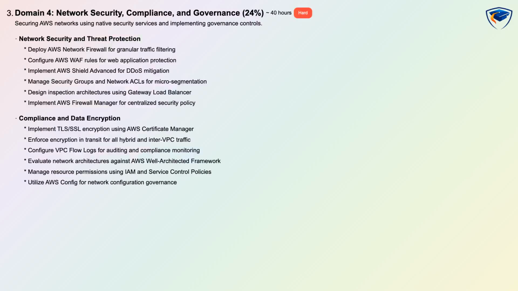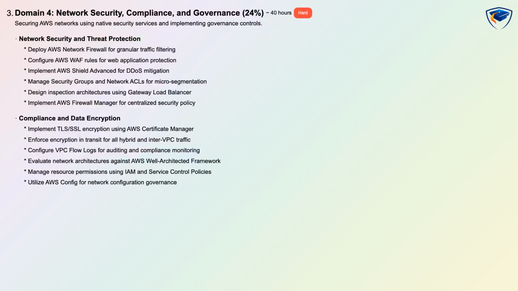Domain 4, network security, compliance, and governance, is 24%, has a hard difficulty, an estimated learning time of 40 hours, and is assessed with conceptual and scenario-based questions. This domain focuses on securing AWS networks using native services and implementing governance controls. You will deploy AWS Network Firewall for granular traffic filtering, configure AWS WAF for web protection, and implement AWS Shield Advanced for DDoS mitigation while managing security groups and network ACLs for micro-segmentation.